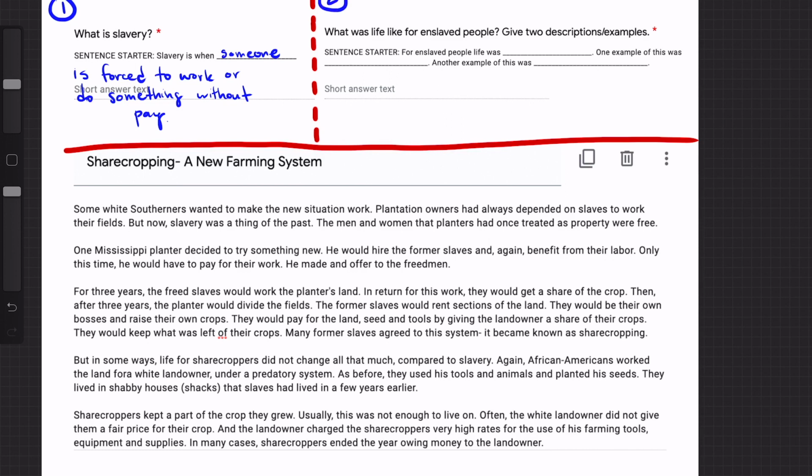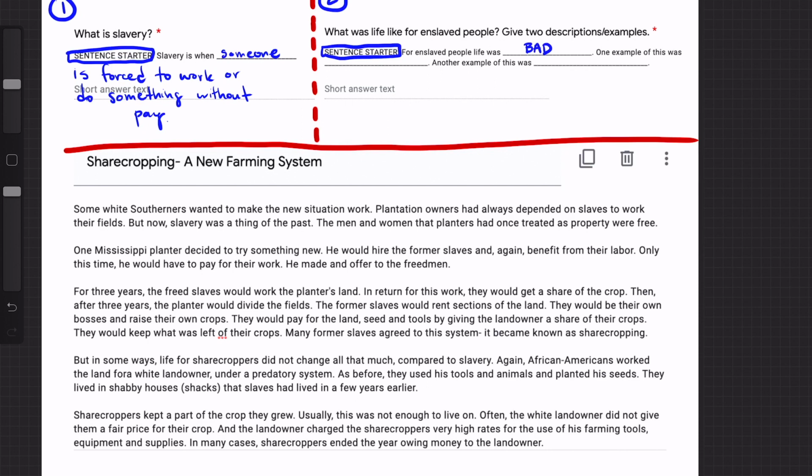Let's look at number 2. What do you think life was like for enslaved people? Give 2 descriptions or examples. I'm going to use the sentence starters because I did ask you to write in complete sentences, so these sentence starters are meant to make your job easier. For enslaved people, life was... what was life like for enslaved people? Horrible. It was abusive. It was tiring. All those things sound bad to me, so I'm going to put bad. For enslaved people, life was bad.